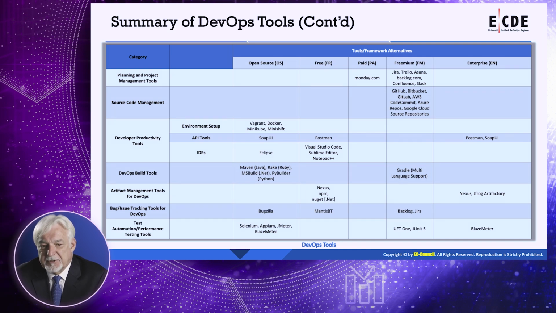For test and automation performance testing tools, Selenium, Appium, JMeter, and BlazeMeter come to mind with open source. As far as the paid levels, UFT One and JUnit 5. And then for the enterprise versions, you have BlazeMeter. So again, these are some of the DevOps tools by category that you can look at putting into the environment to create your DevOps capability from end to end.